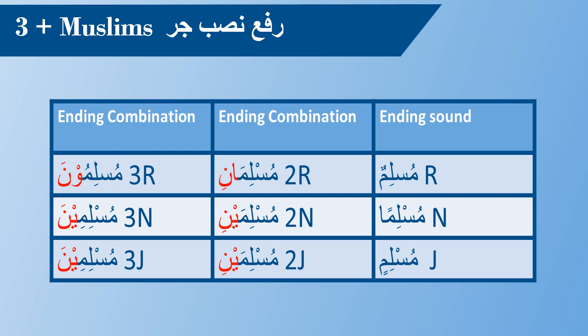Please pay attention to the left column. In all three cases, rafa, nasb, and jar, the ending letter has a fatha and a sound. So can we say that these are nasb forms? No. Rather, we'll be looking at the ending combination. So una is a combination of plural rafa. Ina is a combination of plural nasb or jar. This chart is very important and you have to memorize this. So please repeat after me 5 times each column.